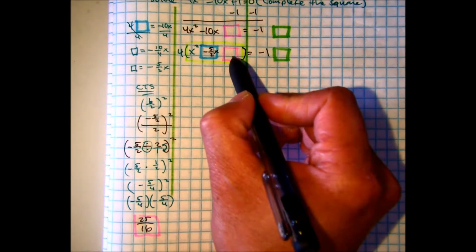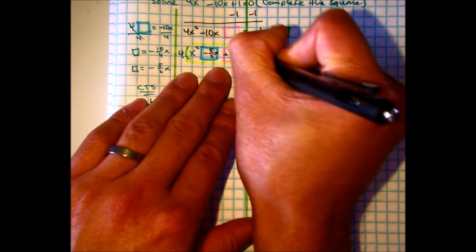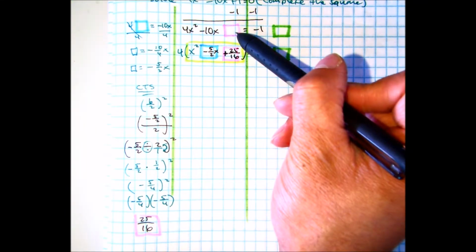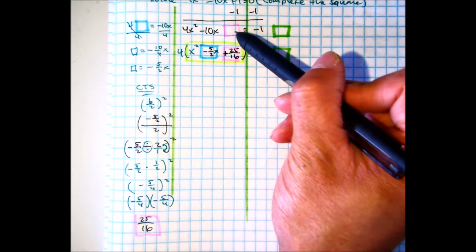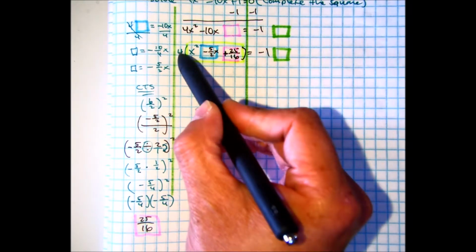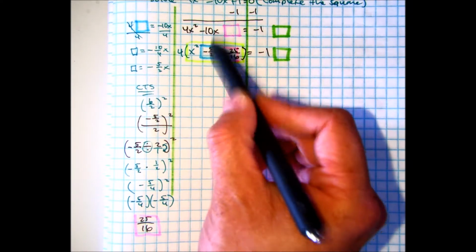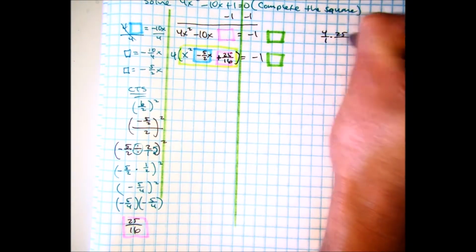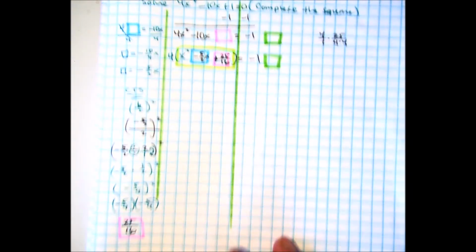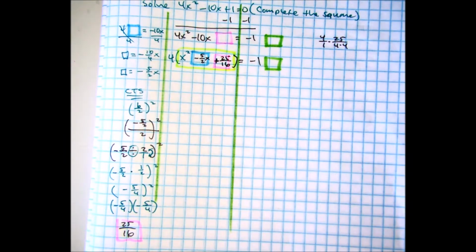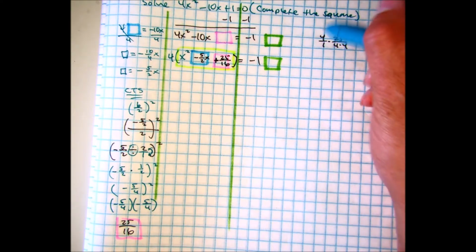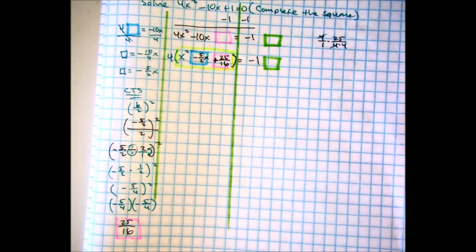Class, what goes here? 25 over 16. Class, should I put 25 over 16 here? No. 4 times this gets this. 4 times that gets that. 4 times 25 over 16 becomes what? 25 over 4. Raise your hand if you got 25 over 4.